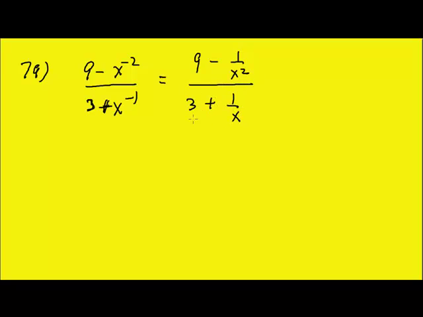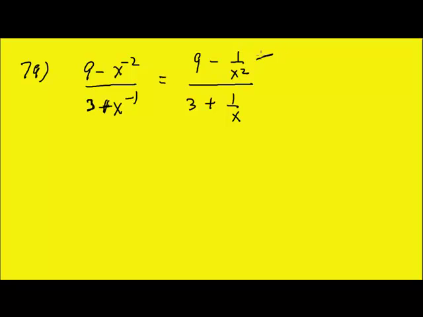So 79. You're asked to simplify this. You have 9 minus x to the negative 2, all over 3 plus x to the negative 1. Now there's a clever way of doing this, and there is a long way of doing this. I'm going to show you a clever way. This will make your life really easy. This is really 9 minus 1 over x squared, and this is really 3 plus 1 over x.